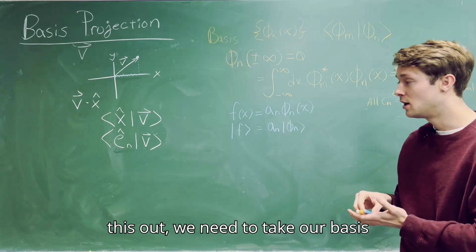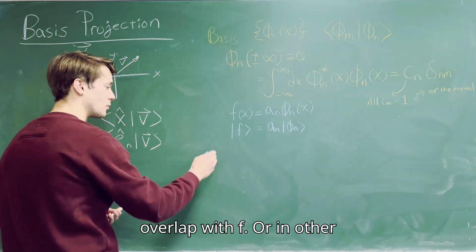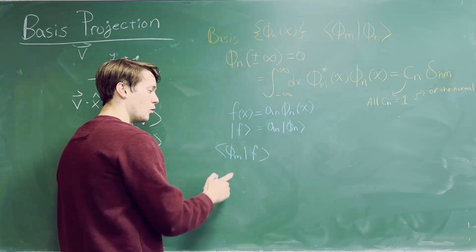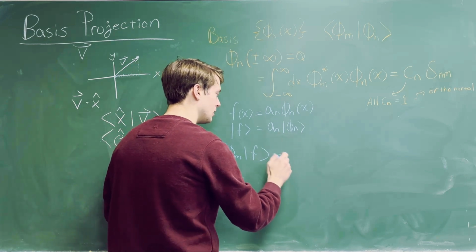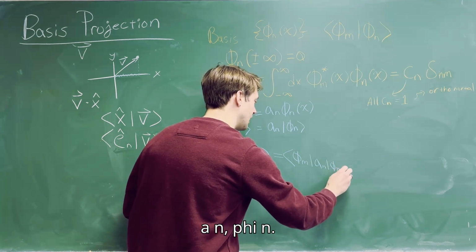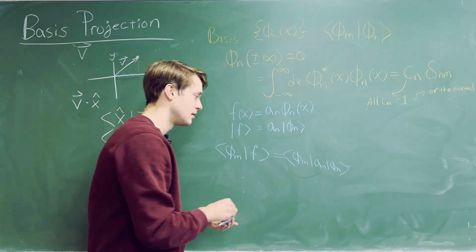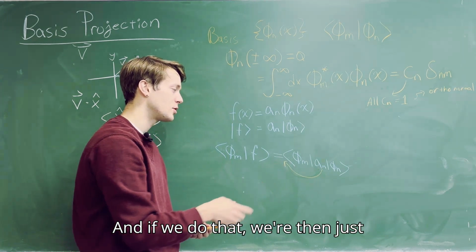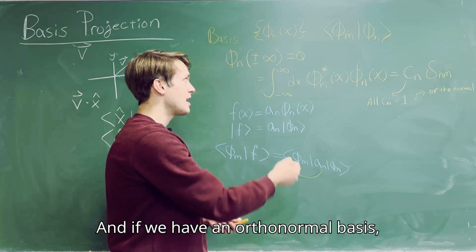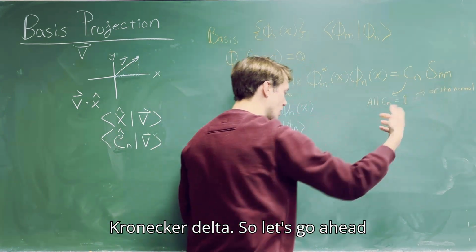So if we want to figure this out, we need to take our basis vectors and see how they overlap with f. Or in other words, we need to take phi m and project it onto f. Or if we plug in this definition, we would have phi m with an phi n. So this an is just a number. This can come out in front. And if we do that, we're then just looking at how our particular basis vector overlaps with another one. And if we have an orthonormal basis, we know what that should be. The inner product of these two should be our Kronecker delta.